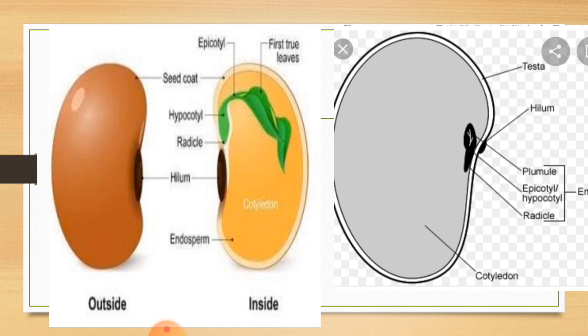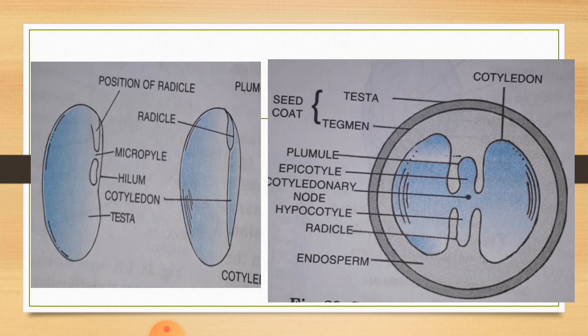However, in the majority of dicot seeds, such as pea, gram, beans, mustard, groundnut, and some monocot seeds, the endosperm is consumed during seed development, and the food is stored in cotyledons and other regions. They are called non-endospermic or exalbuminous seeds. Here the food is stored in the cotyledons.